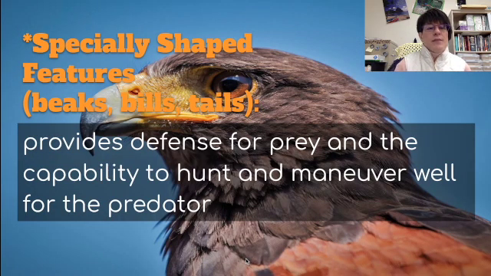Specially shaped features like beaks, bills, and tails provide defense for prey and the capability to hunt and maneuver well for the predator. So this beak on this hawk is designed to tear into meat after it gets its prey.